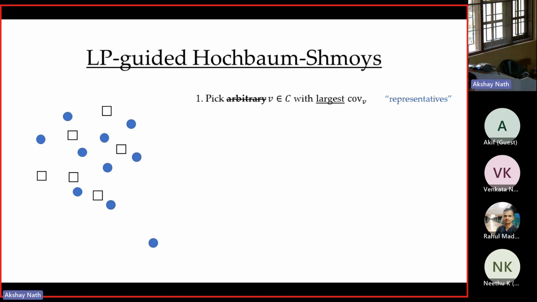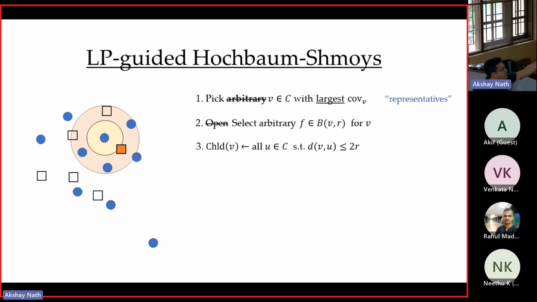If somebody has not been covered by the LP, if some client's coverage is 0, then it's an outlier. I should kick it out. So this is just a greedy version of this. I pick the client with the largest coverage, and that's fractional. Maybe it's 0.97. So I draw a ball of radius r around it. And now, instead of opening a facility within distance r, I just tentatively select it. Again, this is important. I select it. I don't open it. I select it. So that's that. I draw a ball of radius 2r, and whichever clients are there, they are my children. I remove them, and I keep repeating this.